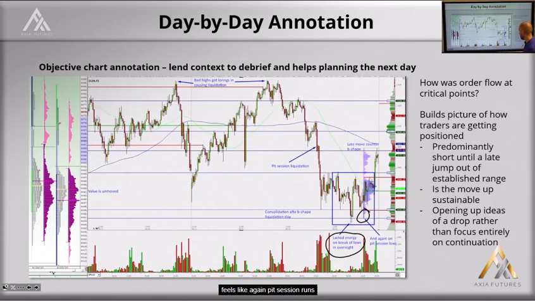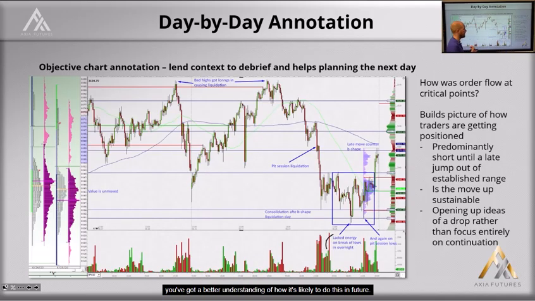Again, pit session, runs out of energy onto the lows, and then you get this late counter move, this late liquidation. So what you're trying to do is understand how it's moved at different points, so you've got a better understanding of how it's likely to do this in future.